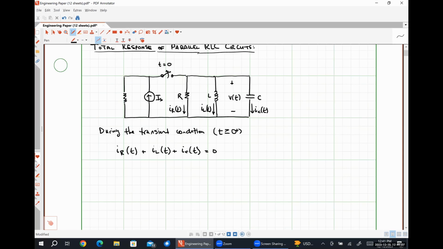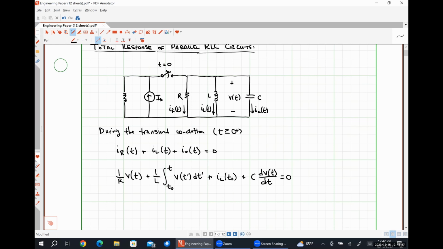And now I am going to use relationships to express all three of those currents in terms of the voltage V, which is common to all three of those elements, right? So Ohm's law tells me that the current IR is going to be 1 over R times V of t. Then I have my inductor, which should be an integral-based relationship, right? So that'll be 1 over L times the integral from some time t naught to some later time t of V of t prime dt prime plus my inductor current at t naught. And then I have my capacitor current, which is a derivative-based relationship. So we'll have C dV by dt is equal to 0.